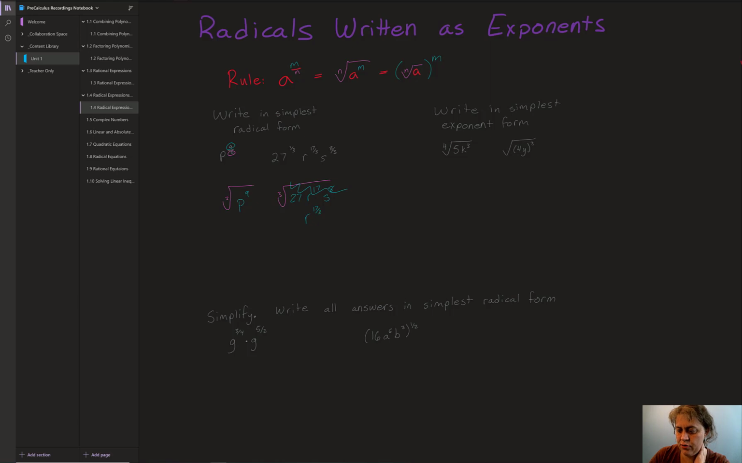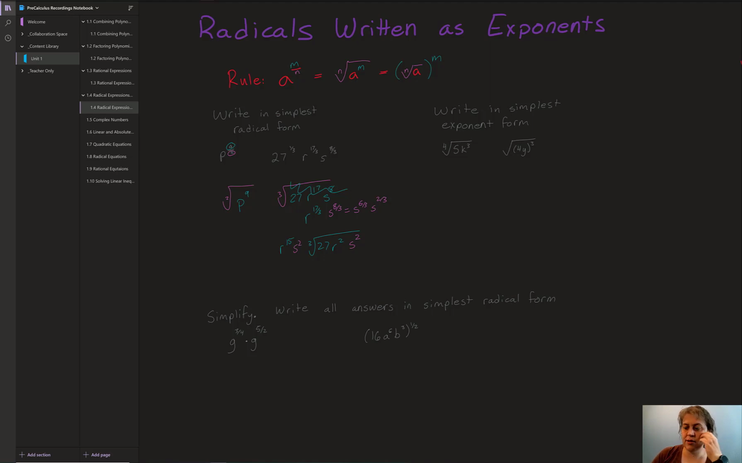r to the 17 over 3. That's 17 r's, and I'm wanting them in groupings of 3. I can pull out 5 groupings because that's 15. So r to the 15 is what can come out, and r to the 2 is what's left inside my scary box thing. s to the 8 over 3. That would be the same as s to the 6 over 3, s to the 2 over 3. 6 over 3 becomes s squared. And s to the 2/3, that guy gets stuck inside there.